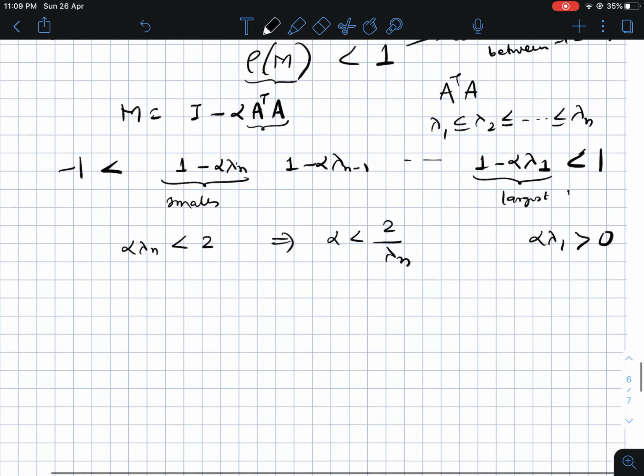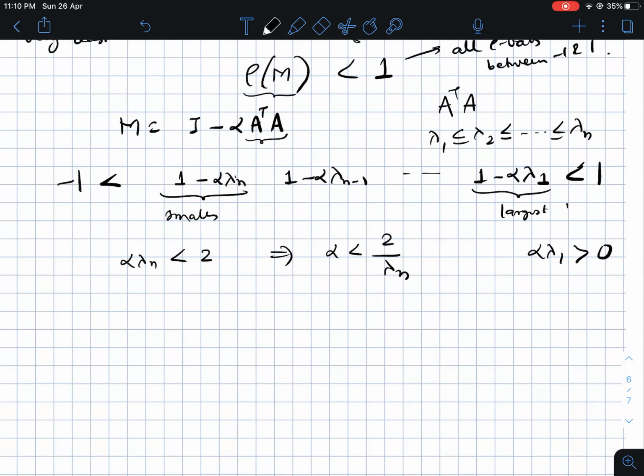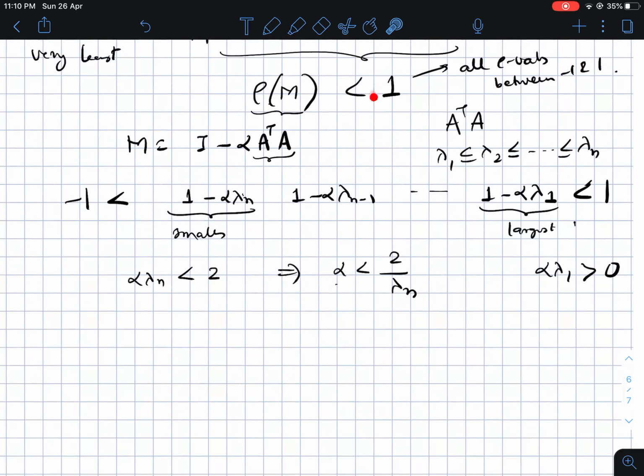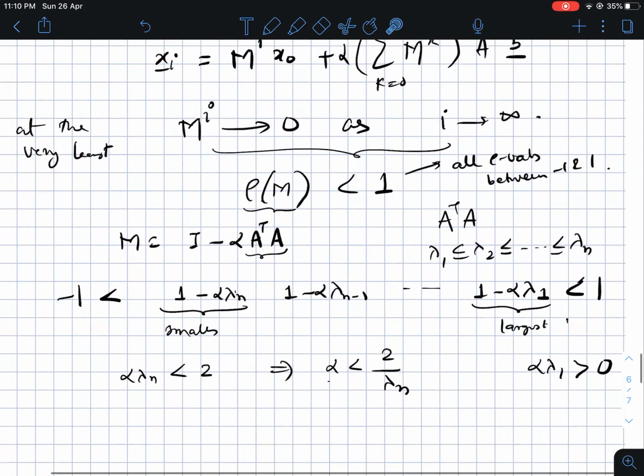Okay, fine. But I also don't want to pick the learning rate to be close to 2 by lambda n. I don't want to do that, right? Because if I pick it to be close to 2 by lambda n, then this value over here becomes close to -1. Then the spectral radius becomes close to 1. So remember here that M to the power i goes to 0 if the spectral radius is less than 1. How fast it goes to 0 depends on how small this is compared to 1.